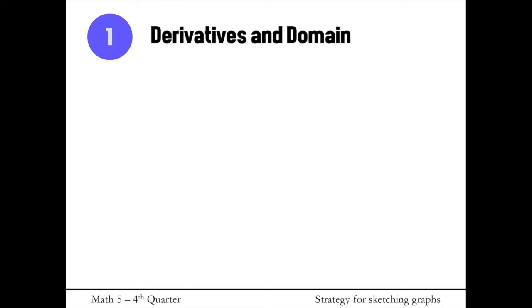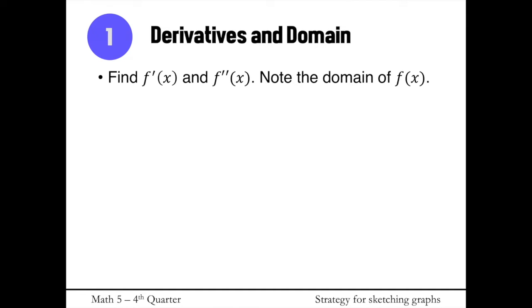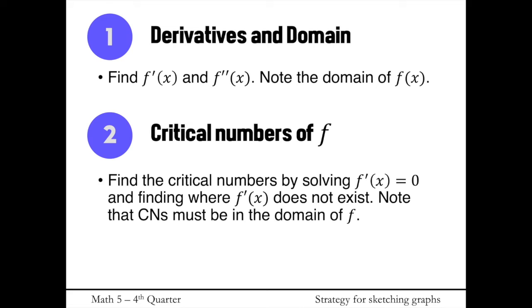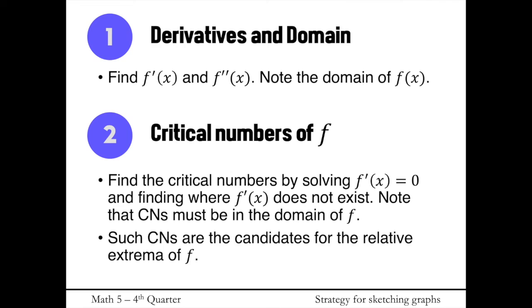In step number 1, you should find the first and the second derivatives and note the domain of f(x). And since you already have your first derivative, it is now easier for you to find your critical numbers. Note that finding the critical numbers of f means you should solve the equation f'(x) = 0 and find the numbers wherein your first derivative does not exist. It is also important to note that the critical numbers must be in the domain of f. Moreover, such critical numbers are the candidates for the relative extrema of the function.